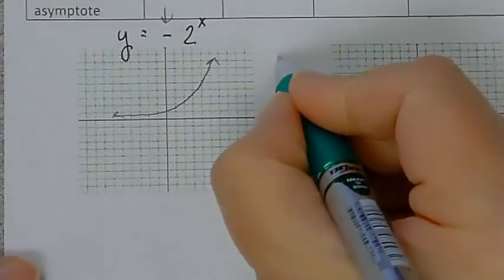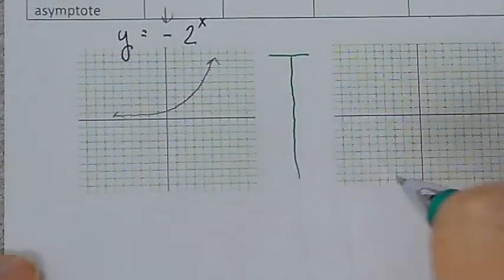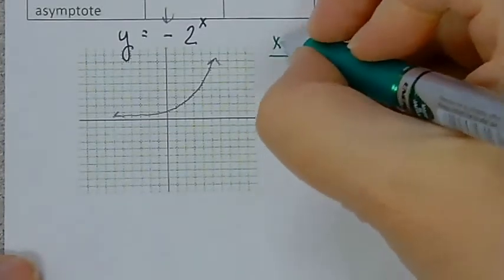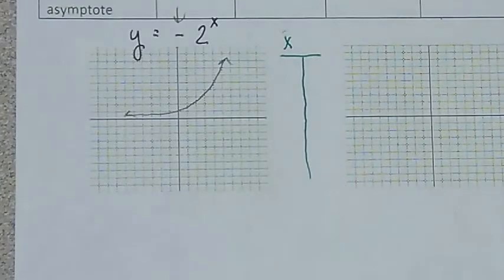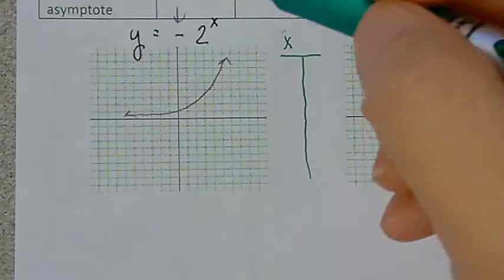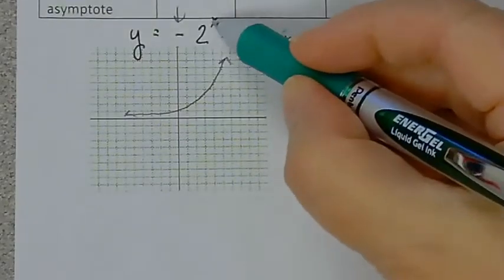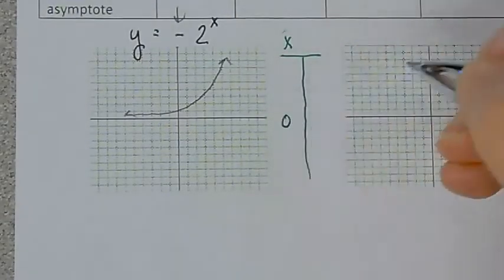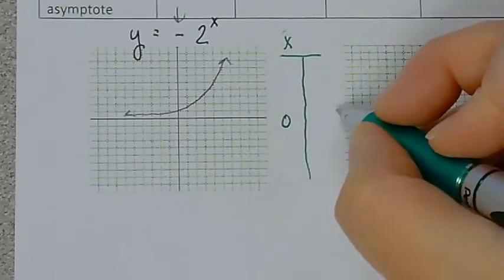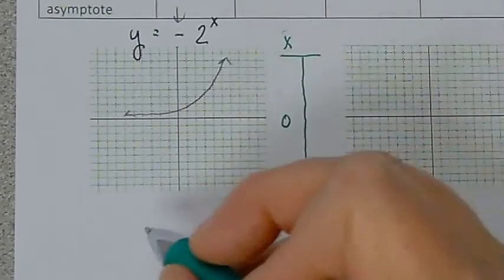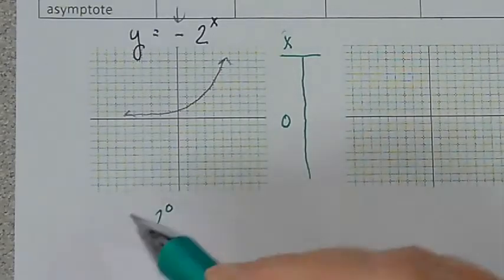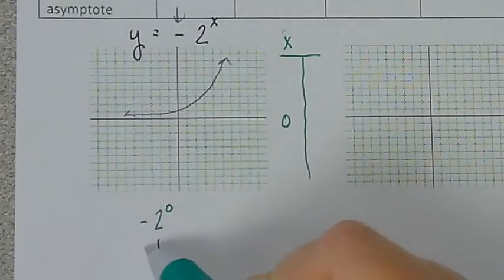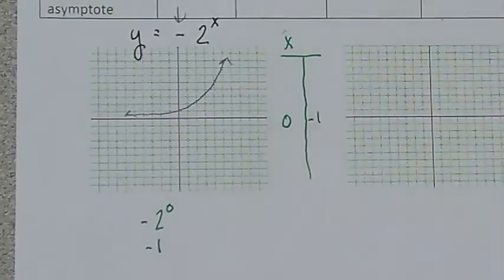I'm going to graph this one by making a table of values. So I'm going to think and be strategic about the numbers that I put in for x in order so that I get good outputs. So since this is just x up here by itself, I'm going to start by putting in 0. So I'm going to have 2 to the 0 power, but then I'm going to make that negative. 2 to the 0 power is 1, and then it's going to become negative 1.